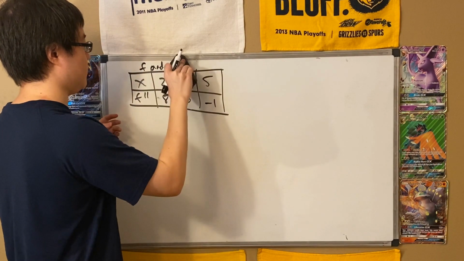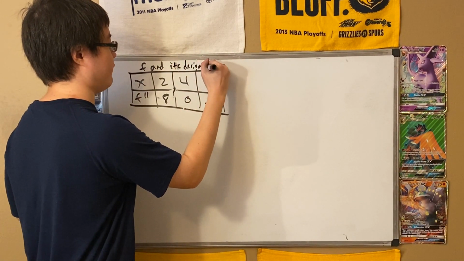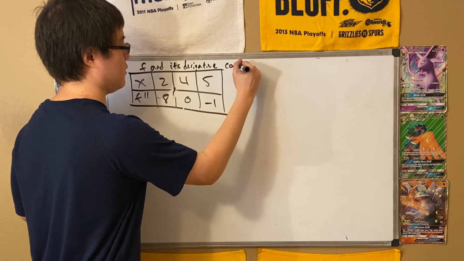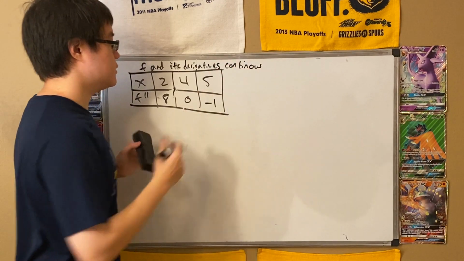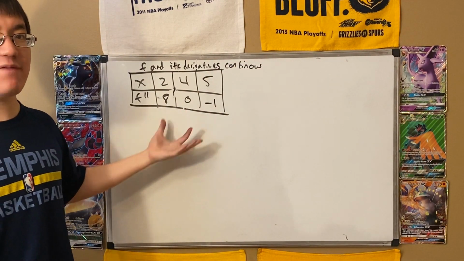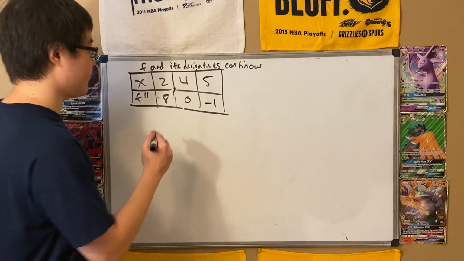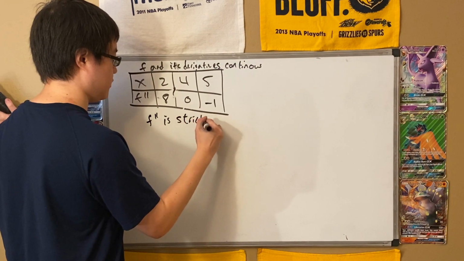I don't know how to spell the word its. Derivatives are continuous so that everything is nice and dandy. So we don't have weird jumps and stuff like that. So let's say that we have an accompanying sentence so that we don't only have the given as the table, but we have an accompanying sentence that f double prime is strictly decreasing.